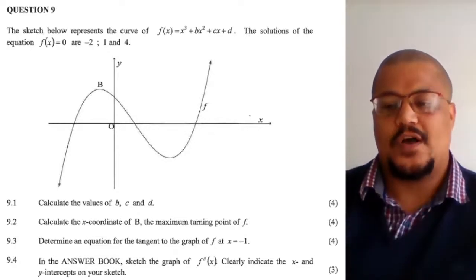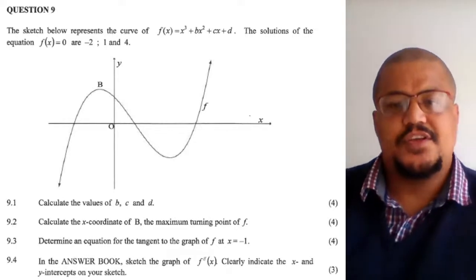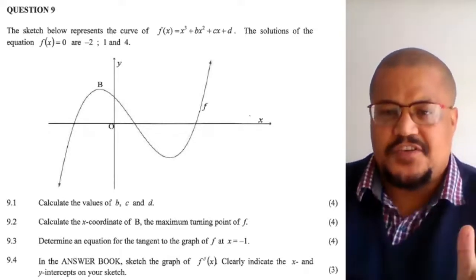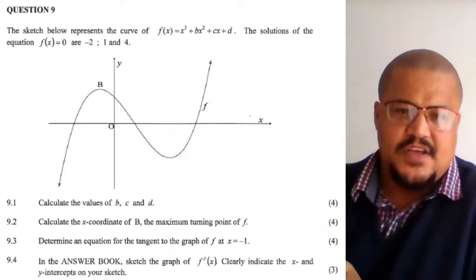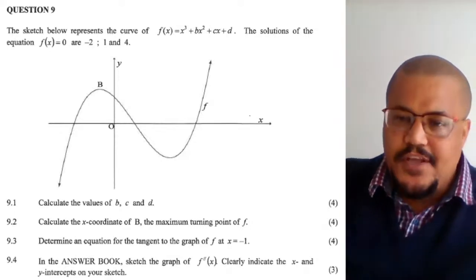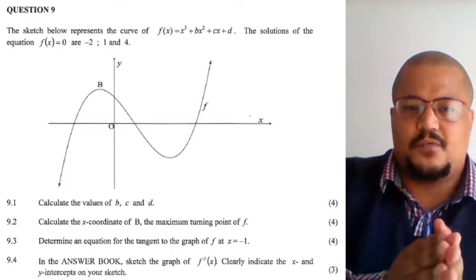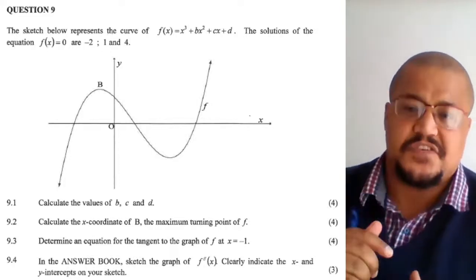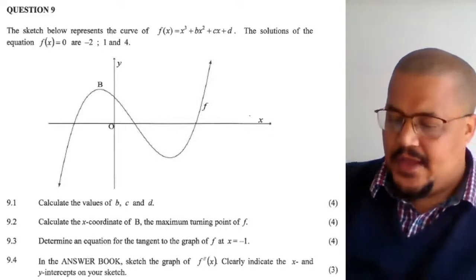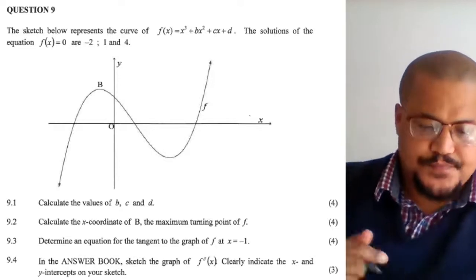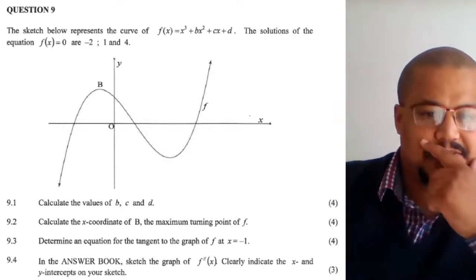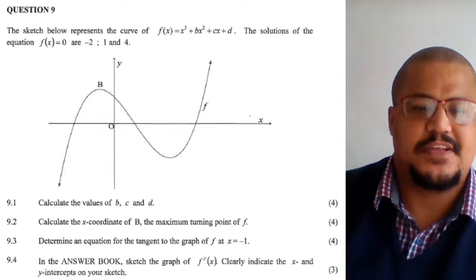same question: what is my prior knowledge? You need to start every question with what is your prior knowledge. If you don't have that prior knowledge and you need to recall it, you move on to the next question. But be careful with functions because those questions are follow-up questions in most cases. Okay, so let's have a look at 9.2. They want us to determine the x coordinate of B, the maximum turning point of f. So let's have a look at how we do that.